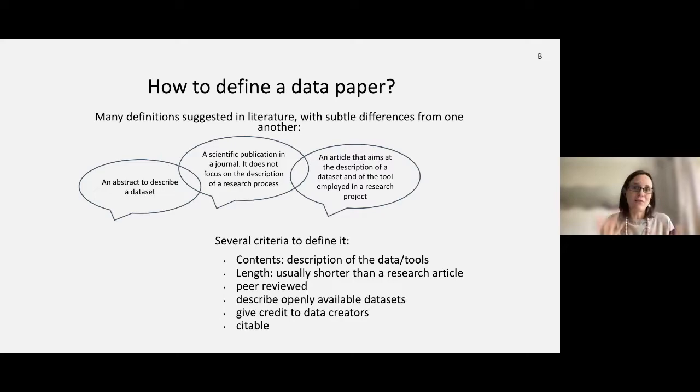And as I said, it focuses on data sets, but just to reiterate, it is about openly available data sets. Gives credit to data creators. So that's a really important point, because we want to acknowledge the fact that the work that goes into creating data sets or processing data sets is often undervalued. So data papers provide a way to get credit for all that work. And it's citable, which is related to the point above. Because it means that not only can I cite the data set as it was deposited in the repository, but I can also cite the data paper.